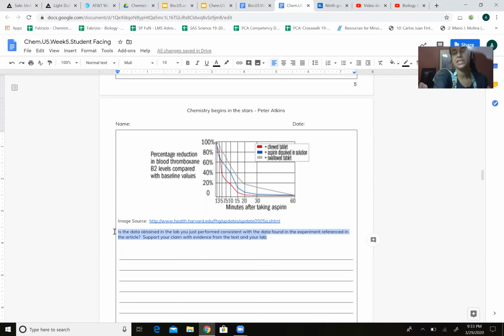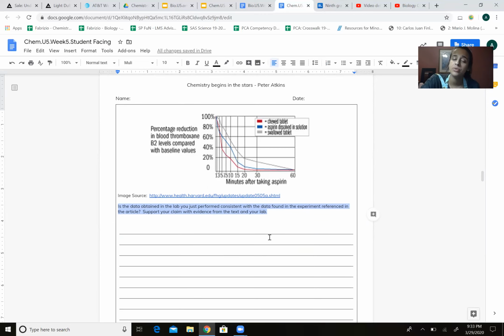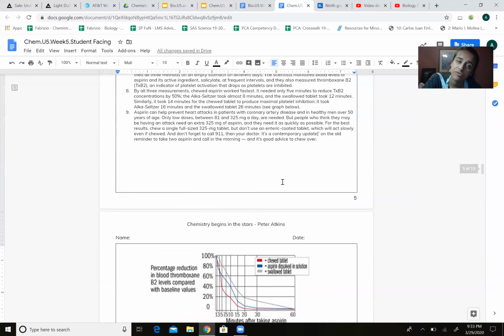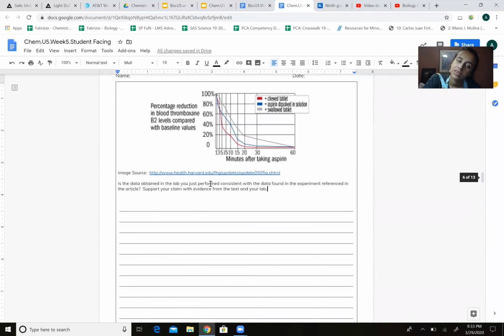You guys are taking this final pause of this day in chemistry to answer this question. And then remember, as always, to support your claim with evidence from the text that you're reading on page 5, and then the lab that we just completed. So pause me now to complete that, and then you'll be done for the day. Good job, you guys.